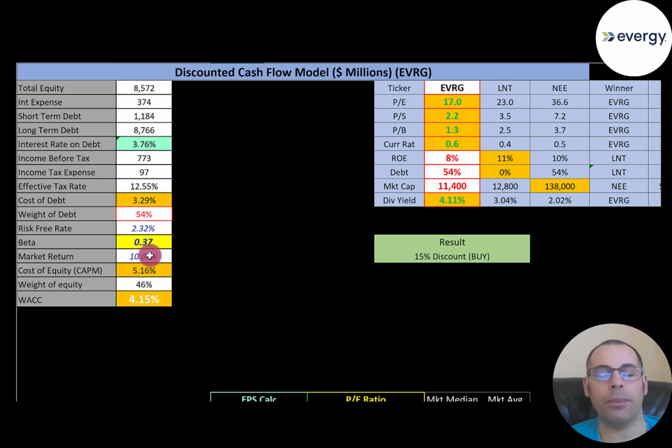Part of the CAPM formula is the beta. That's how volatile the stock is relative to the market. They have a really low beta, 0.37. So the stock moves 1/3 of the market. The lower the beta, the lower the cost of equity. And their WACC is 4.15%, which is a blend of the cost of debt and cost of equity, and that's the discount rate we're going to apply to the future cash flows.